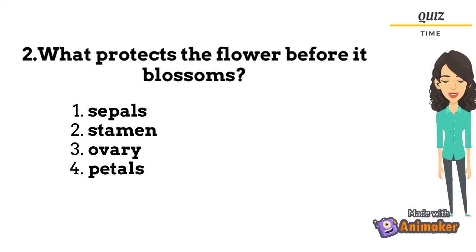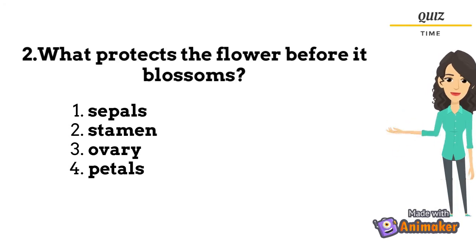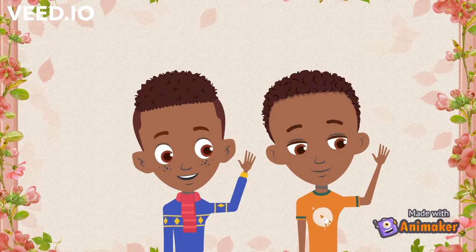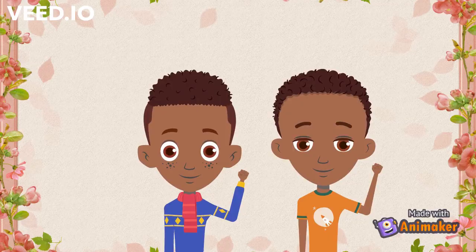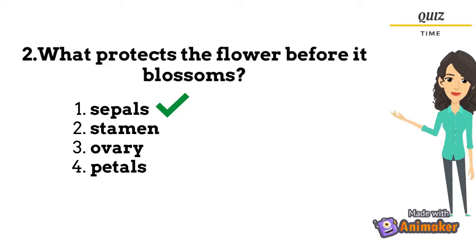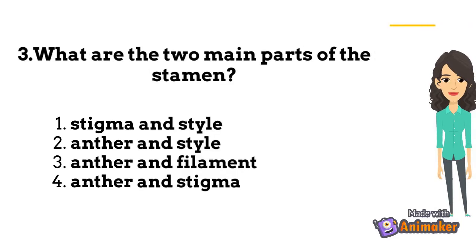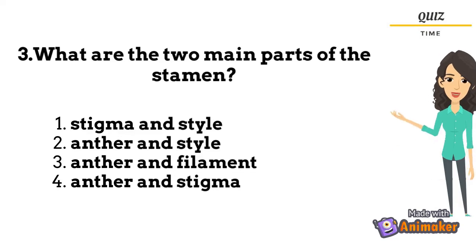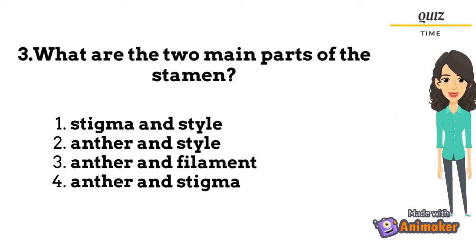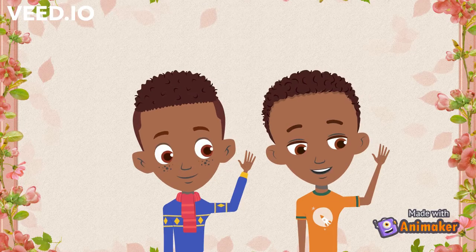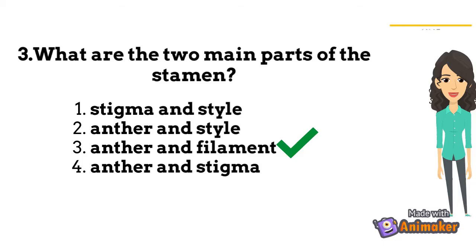What protects the flower before it blossoms? The options are sepals, stamen, ovary, petals. I know the answer. Sepals. Sepals is the right answer. What are the two main parts of the stamen? The options are stigma and style, anther and style, anther and filament, anther and stigma. Anther and filament. Good. It's the right answer. Anther and filament.